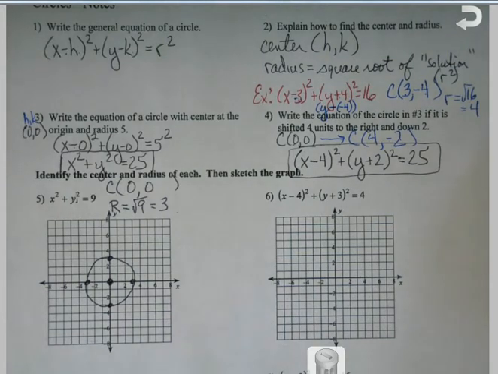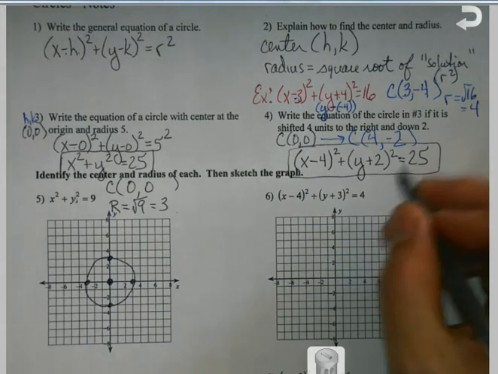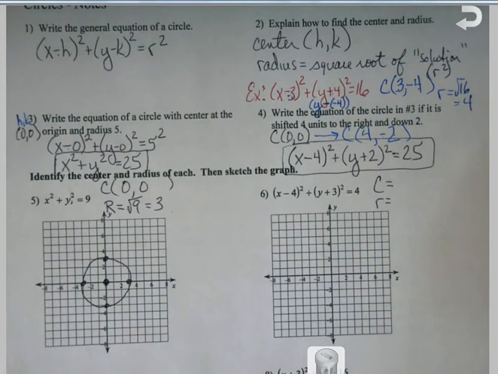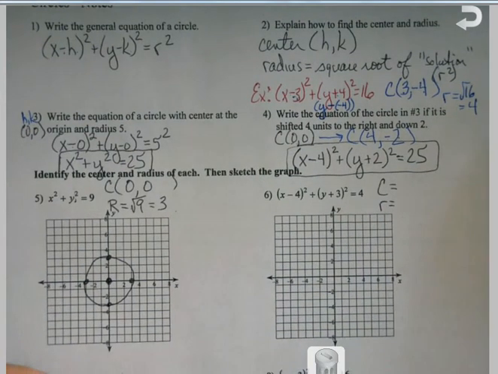And the biggest thing with these is just being able to look at them and figure out that center and that radius. Because if you can do that, this is the part that shows up in standardized testing. Not the graphing, but can you figure out where the center or radius would be?